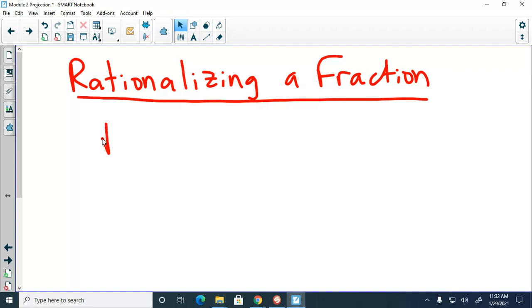Let's say that we had a fraction like the square root of 21 over the square root of 57. Now, I've chosen this because the only time that you're going to rationalize a fraction is when the denominator, the number on the bottom, has a square root in it, like this example. And here's what this looks like.